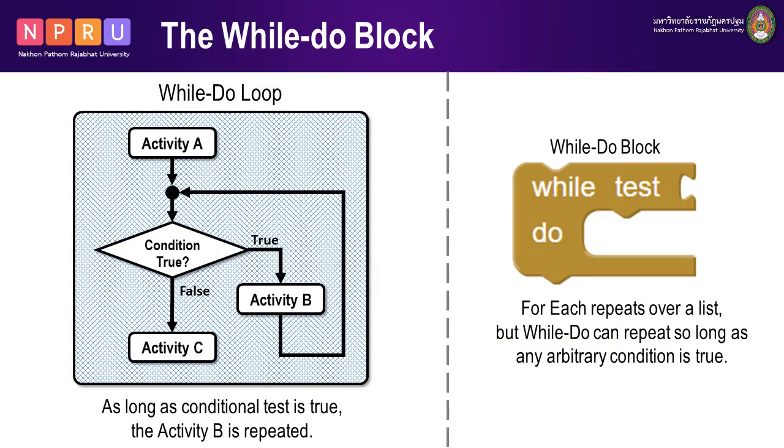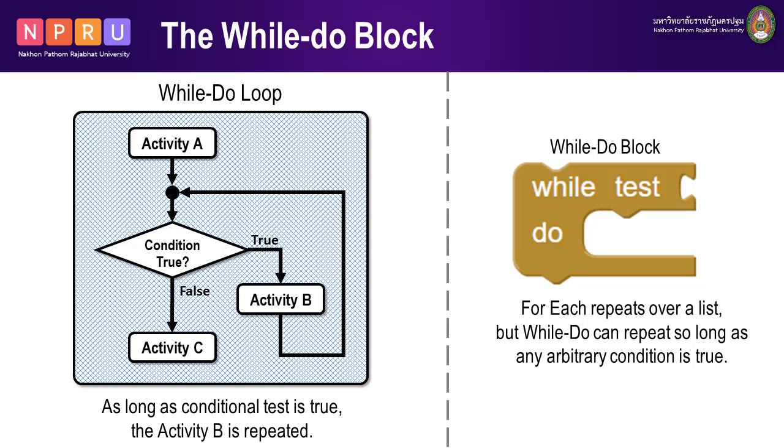The while do block is a bit more complicated to use than for each. The advantage of the while do block lies in its generality. For each repeats over a list, but while can repeat so long as any arbitrary condition is true. As we learned in lesson 6, a condition tests something and returns a value of either true or false. While do blocks include a conditional test, just like if blocks.